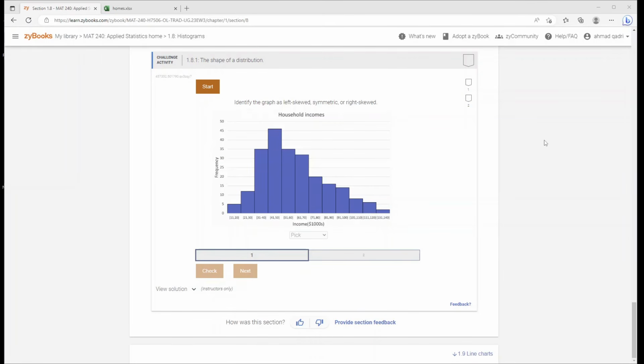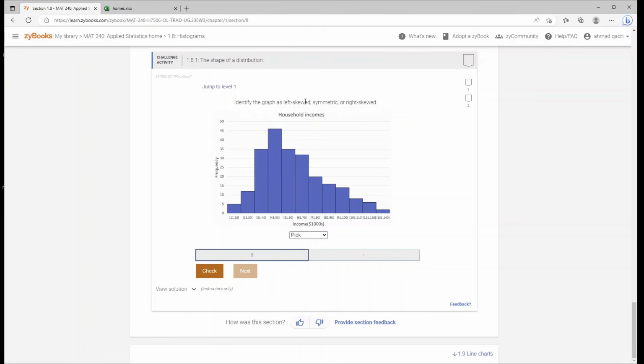This challenge activity is 1.8.1, and this is about the shape of a data distribution. So the question is, identify the graph as left skewed, symmetric, or right skewed. So clearly the symmetric graph would be one that would be bell-shaped, and this is not a bell-shaped distribution, so symmetric is not the correct answer. So we have left skewed and right skewed.